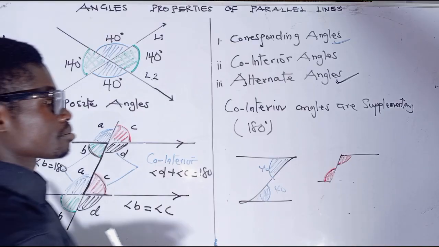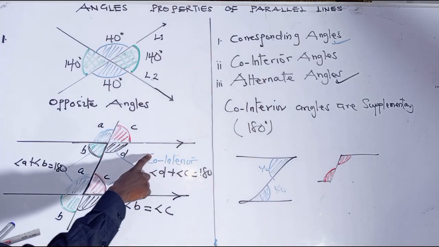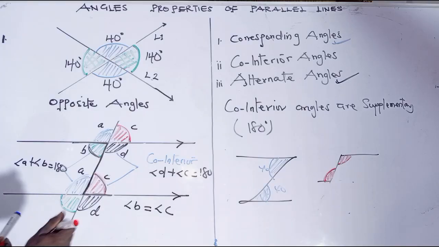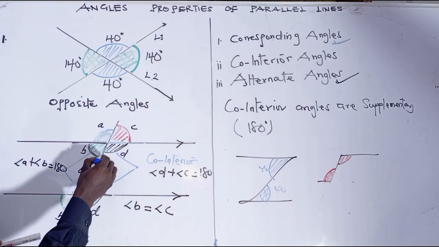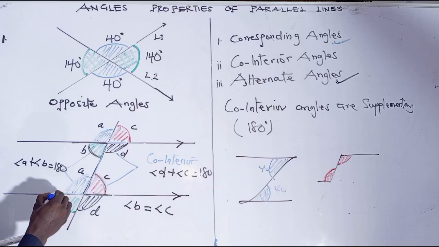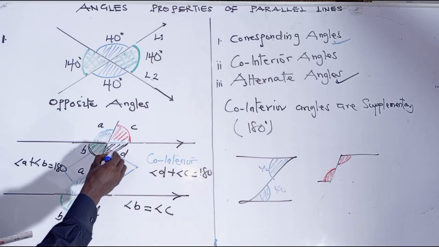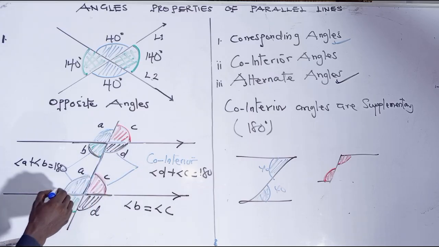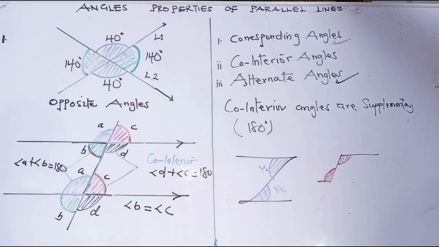We can also have the slanted F from the same diagram. We can see the F shape here. So you can see that this angle is also equal to this angle. Very, very easy and simple.